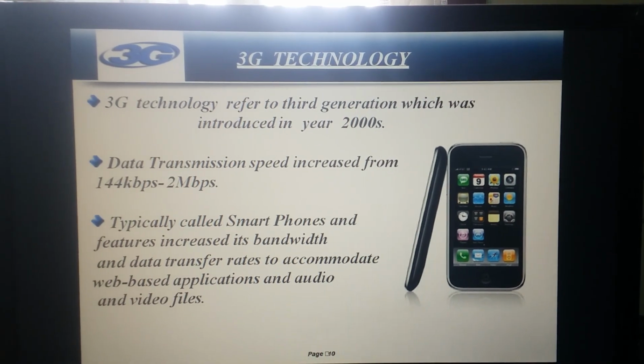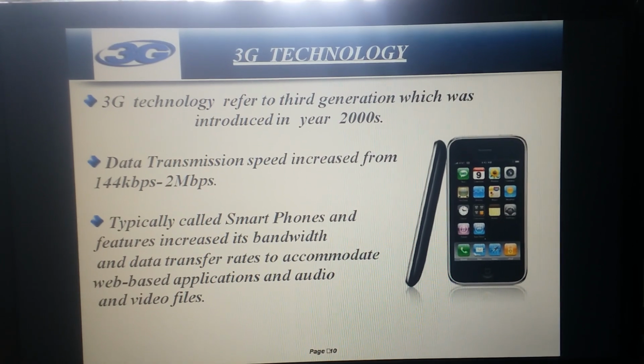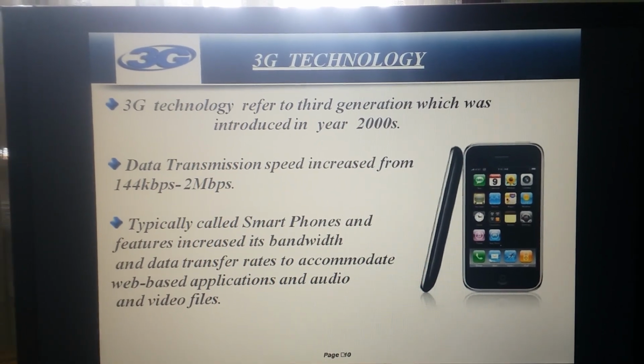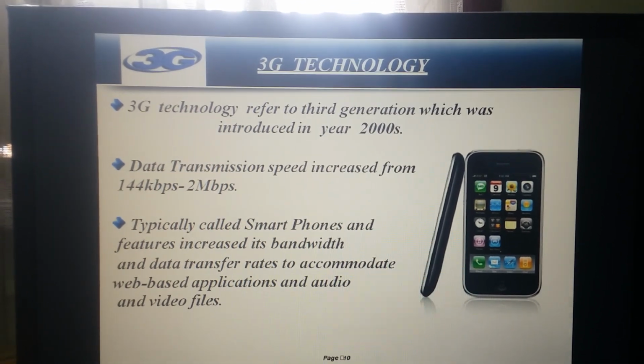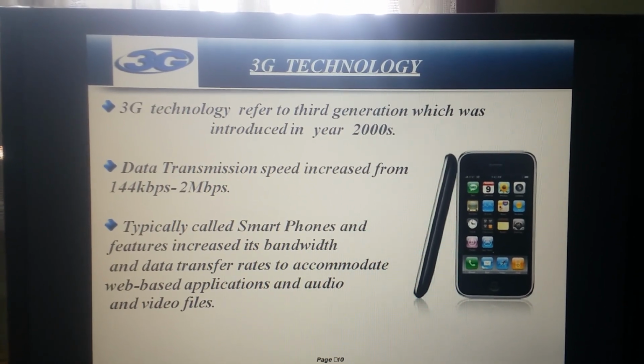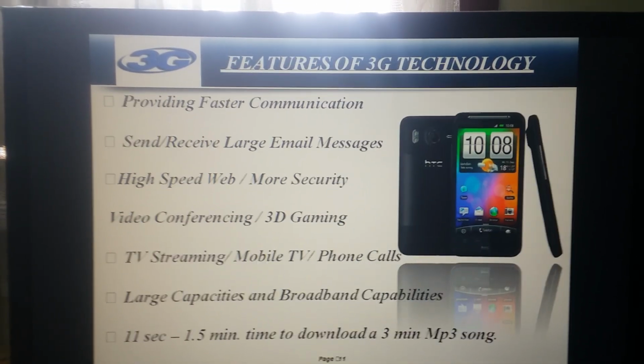And next comes 3G technology. 3G technology refers to the third generation, which was introduced in the year 2000. Data transmission speed increased from 144 kbps to 2 Mbps, typically called smartphones, and the features increased bandwidth and data transfer rates to accommodate web-based applications and audio and video files.